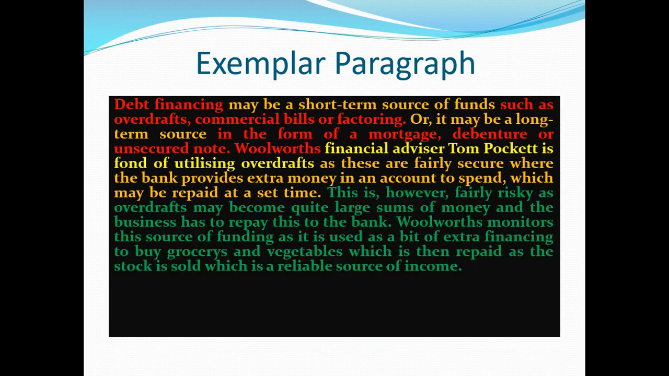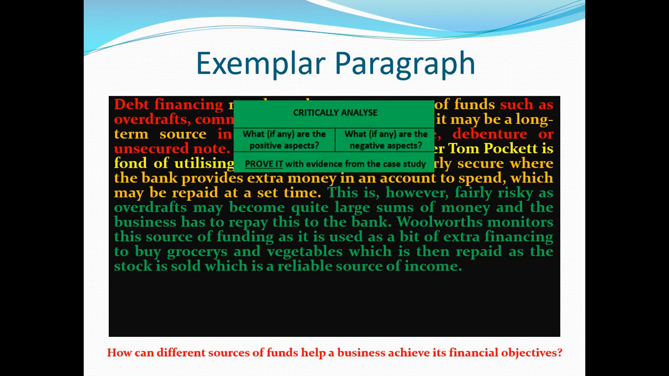The next bit, and this is the critical bit, and I'm glad it's really large, is because it's the most important. It's the bit where we're critically analysing, or really looking at the positives and the negatives of an overdraft, specifically with evidence from the case study. So if we read, this is, however, fairly risky, as overdrafts may become quite large sums of money, and the business has to repay this to the bank. We can see that that's a possible negative aspect. It's risky, so we're looking at a negative.